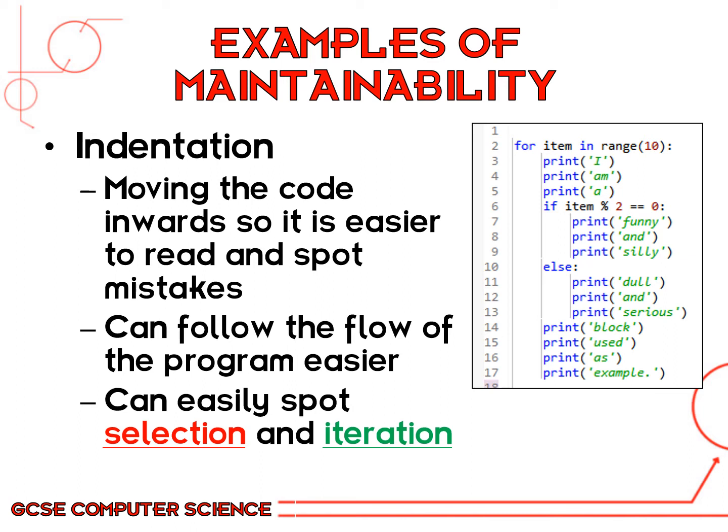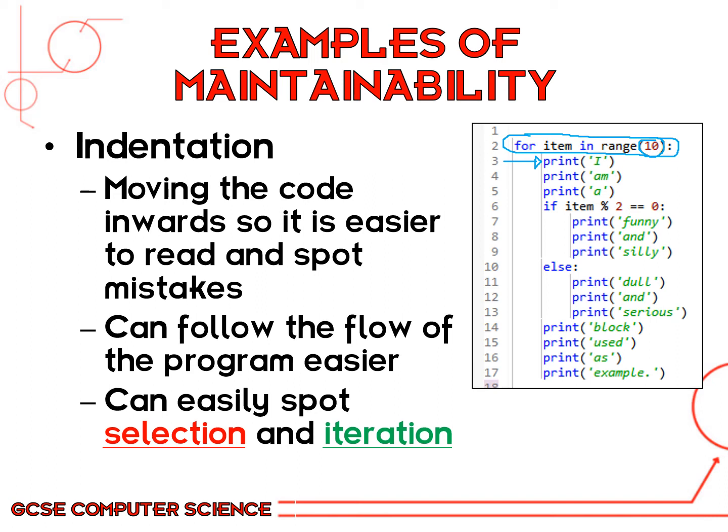So in the example that we've got on the right hand side, on line 2 here, we are starting a count controlled loop, which is going to loop 10 times because the number in the brackets is 10. So this is going to run this code 10 times. So it makes it a lot easier by indenting the code within the loop. We can see which code is going to be part of that loop, which code is going to run 10 times.